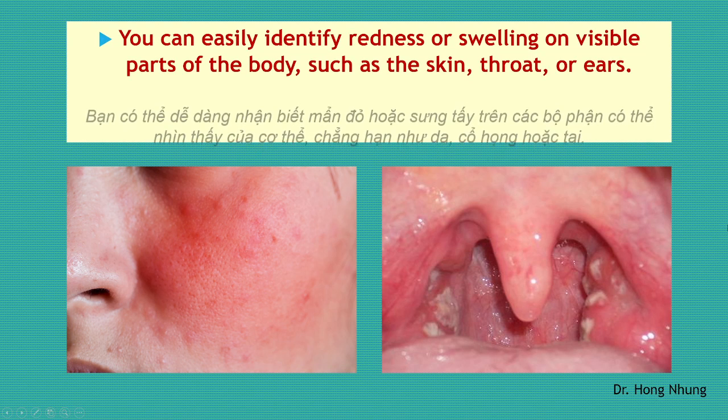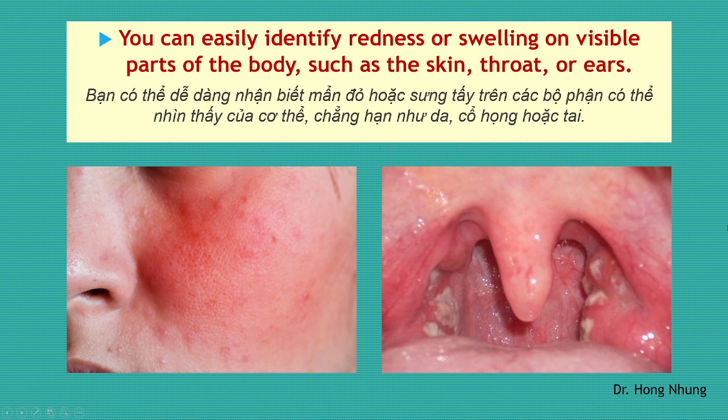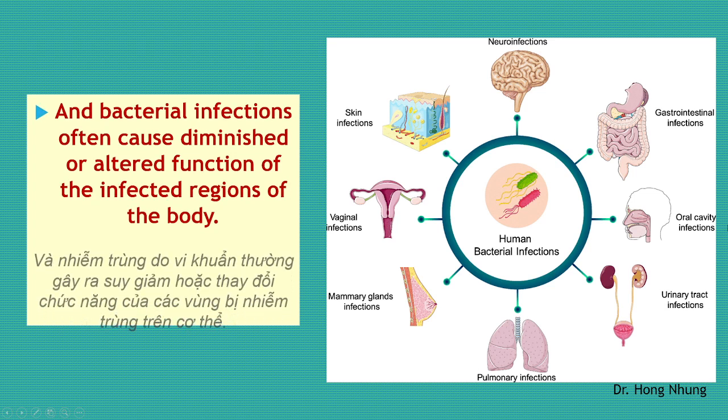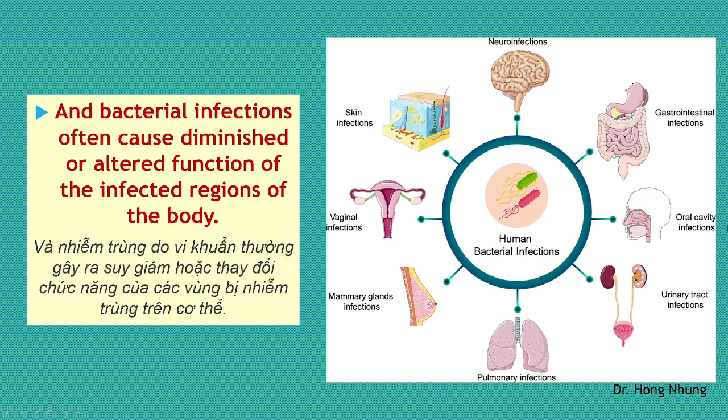You can easily identify redness or swelling on visible parts of the body, such as the skin, throat, or ears. And bacterial infections often cause diminished or altered function of the infected region of the body.